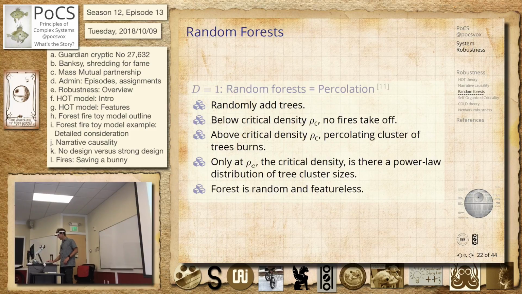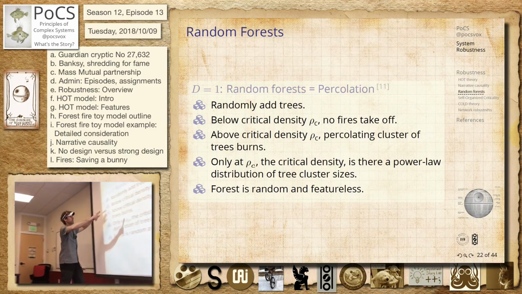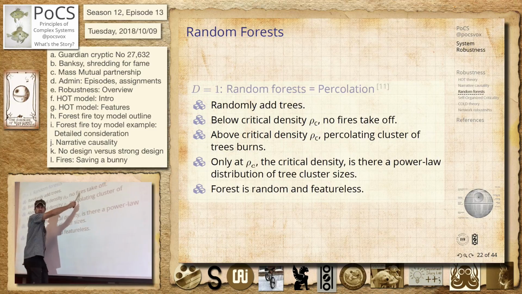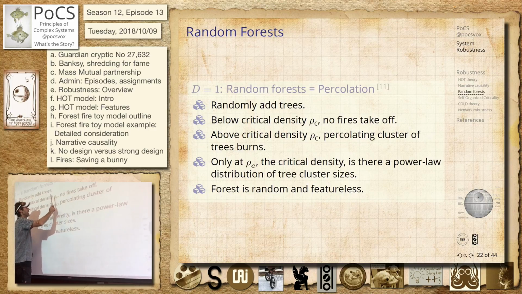Okay, so this is just to sort of say where we've gone with this. So d equals 1 is percolation, right? Just to remind you about that. Randomly adding trees. And so here's some extra pieces. Below this critical density, no fires take off. This was about 0.57 in this case.